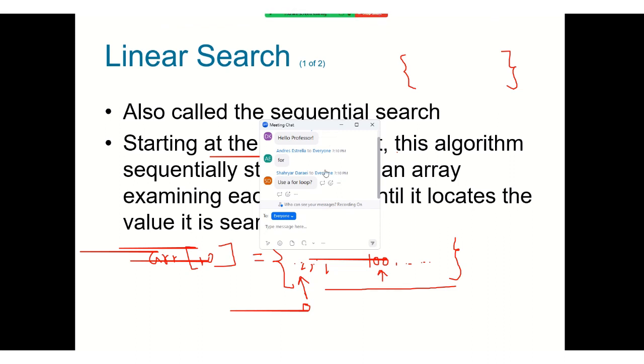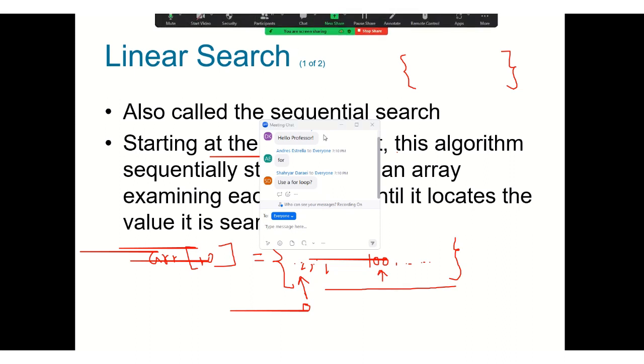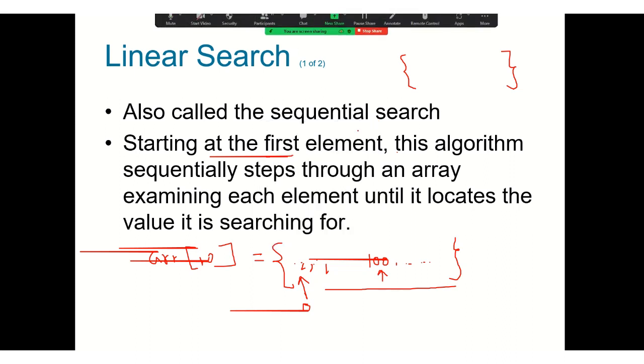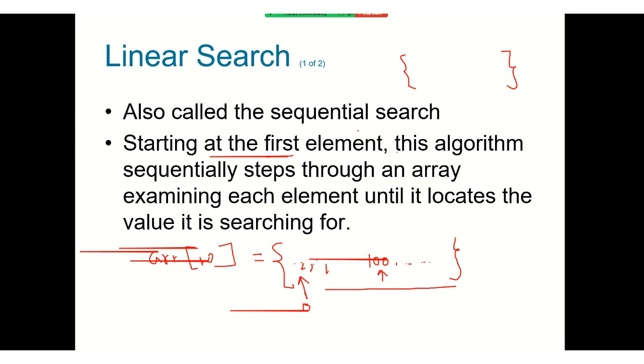Yeah, of course, the for loop. Thank you for your answer. Yes, that's right. That's the for loop. So, for loop is the answer. So, you do a for loop and you iterate over multiple elements.